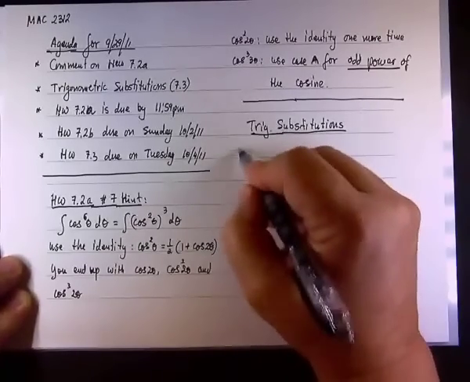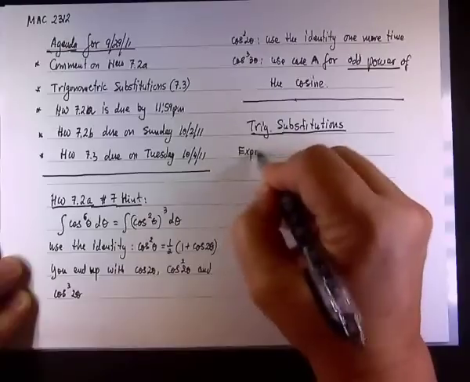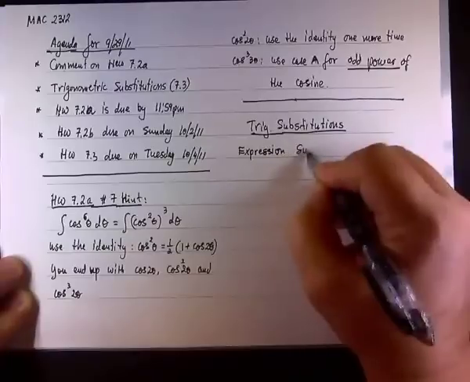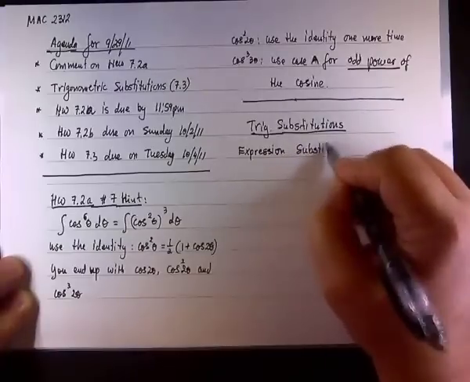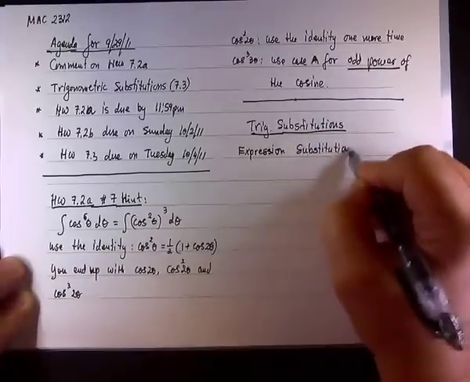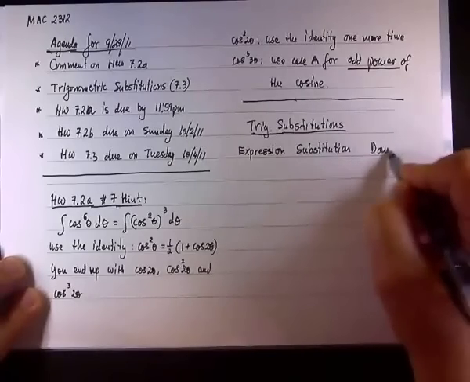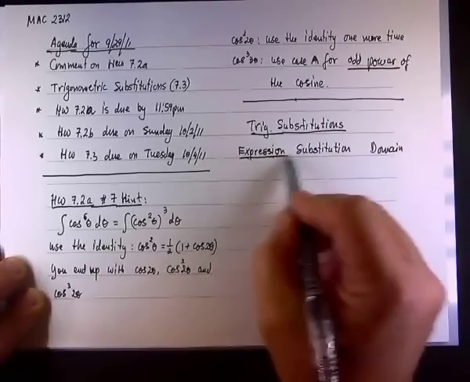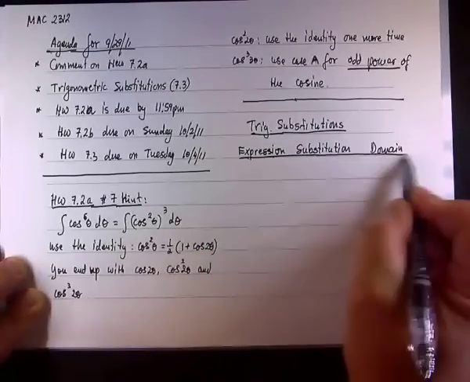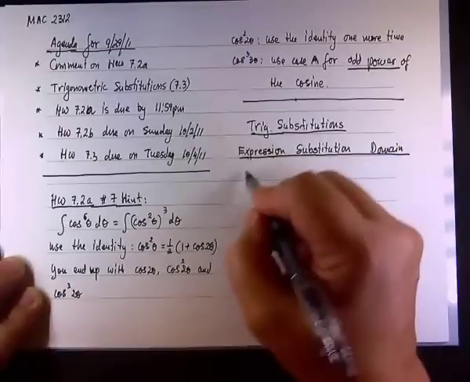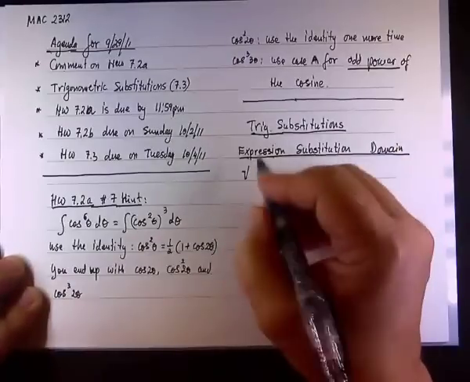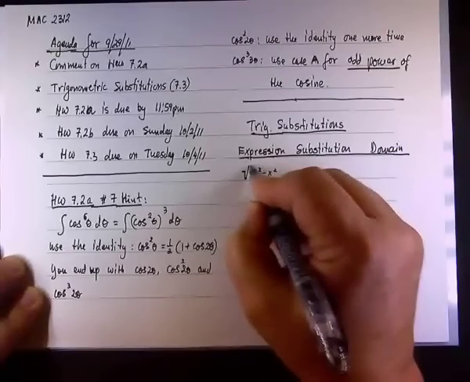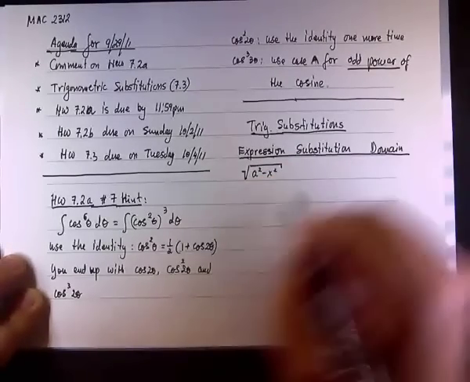Okay, so here's what we do: we make a little table. I gave you this last time, I'm going to rewrite it again. You have the expression, you have the substitution, and I'm going to write next to it the domain. So this is maybe slightly different than what I gave you on Tuesday. It goes like this. We are going to look at three different expressions. The first one is the square root of a squared minus x squared.